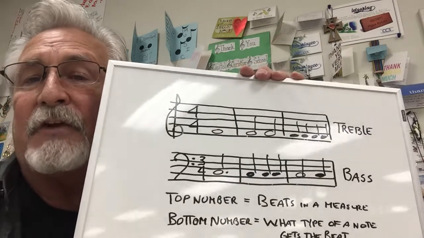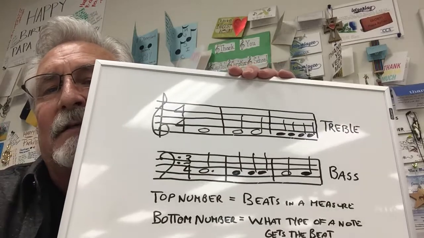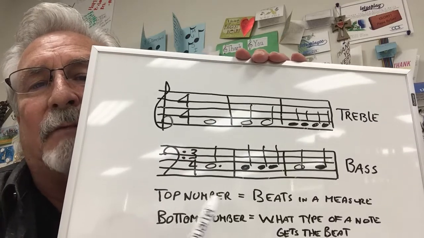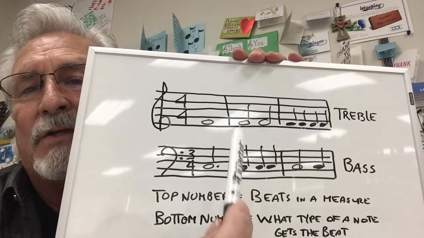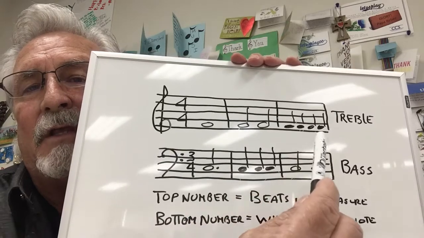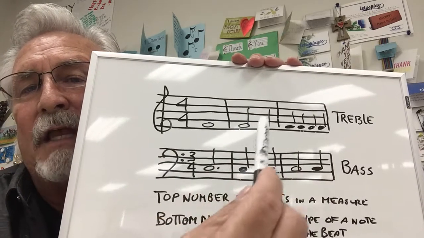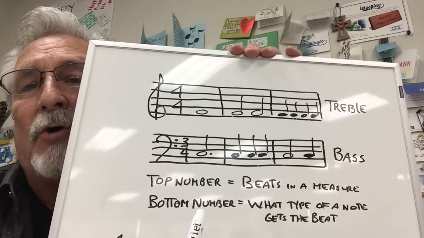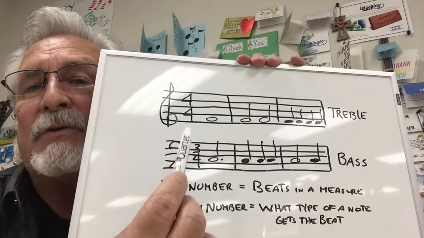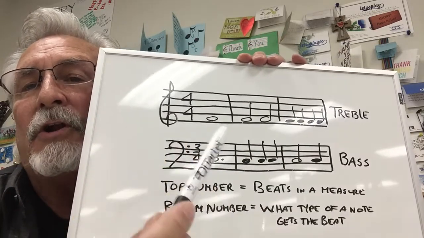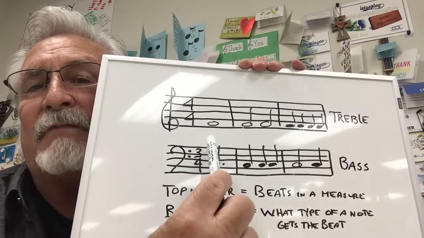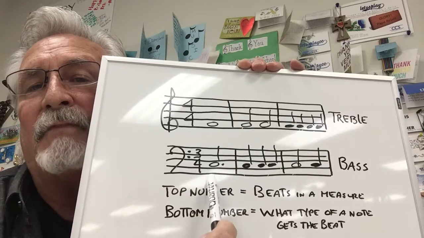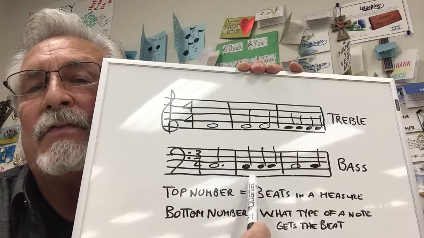What we have a tendency to forget often is, what do the numbers represent? The top number versus the bottom number. The top number is the beats in the measure. So here's a measure, here's a measure, here's a measure. 4 beats in each measure. The bottom number tells us which note gets the beat. In this case, a 4 represents a quarter. So the quarter note gets a beat. So if you subdivide this whole note, it takes 4 quarter notes to add up to 4. If you subdivide this dotted half, it takes 3 quarter notes.